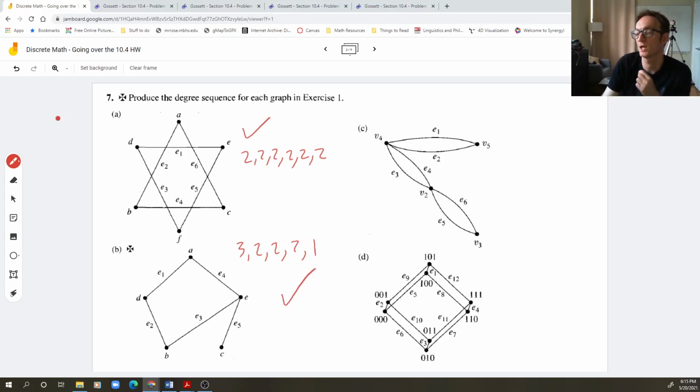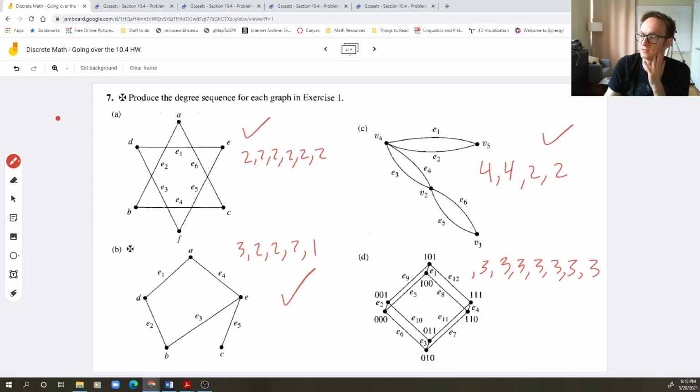Done. Here, what do we have? This, notice, is a multigraph. And so, what do we have? We have 2 vertices of degree 4. Check, check. And then 2 vertices of degree 2. Done. What do we have here? Every vertex of degree 3 is just a cube. So that's 3, 3, 3, 3, 3, 3. There are 8 of these, 1, 2, 3, of course. So I ran out of space, so I'll just do that.